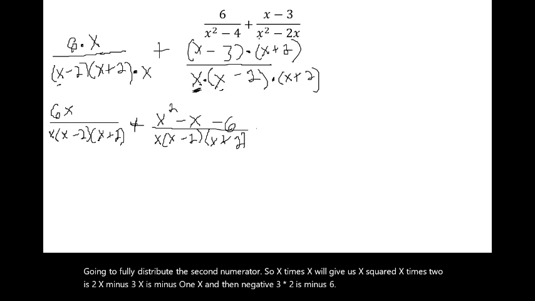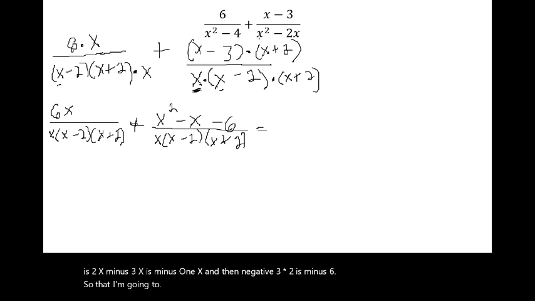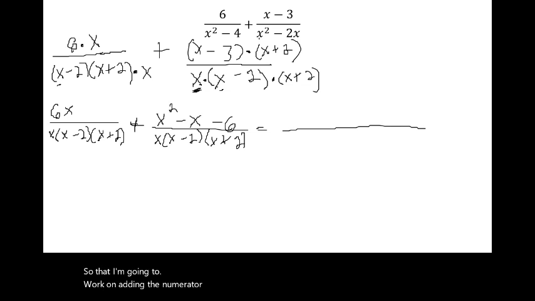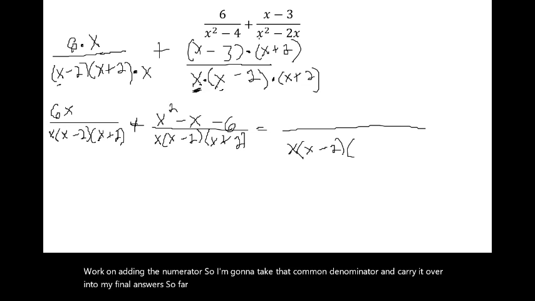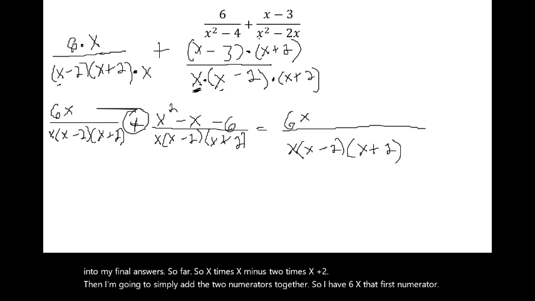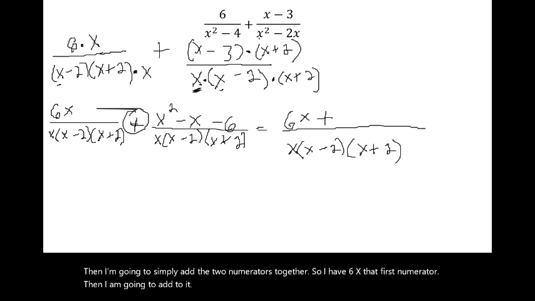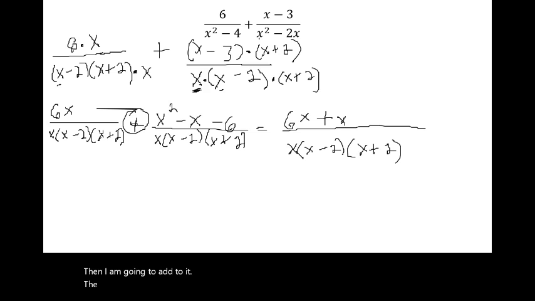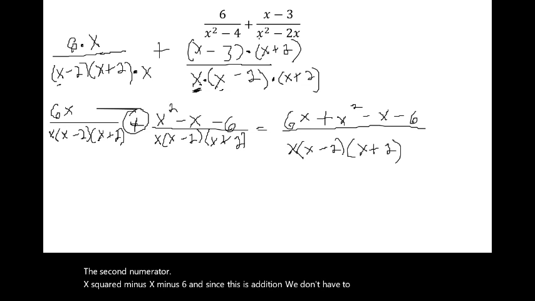So then I'm going to work on adding the numerator, so I'm going to take that common denominator and carry it over into my final answers so far, so x times x minus 2 times x plus 2. Then I'm going to simply add the two numerators together. So I have 6x, that first numerator. Then I am going to add to it the second numerator, x squared minus x minus 6. And since this is addition, we don't have to worry about distributing any negatives.